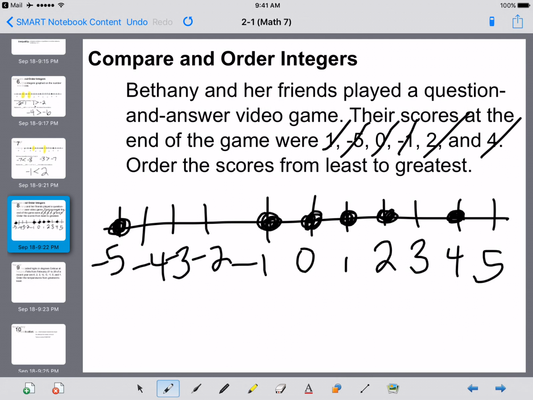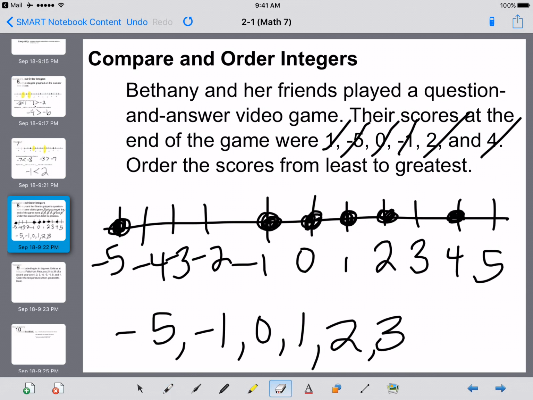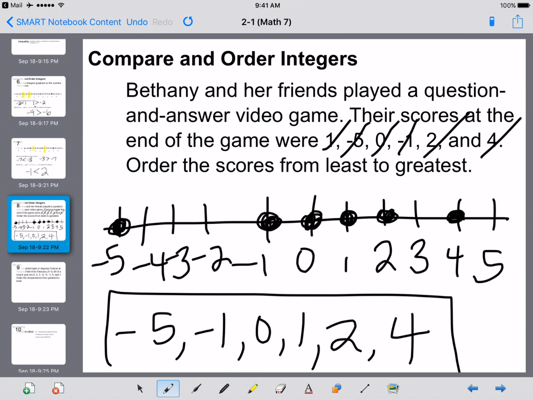So now I can just take these coordinates and list them from least to greatest. Least is always on the left. So -5, -1, 0, 1, 2, oops, 3 isn't a number, I just got on a roll there, 1, 2, and 4. There are those scores listed from least to greatest.